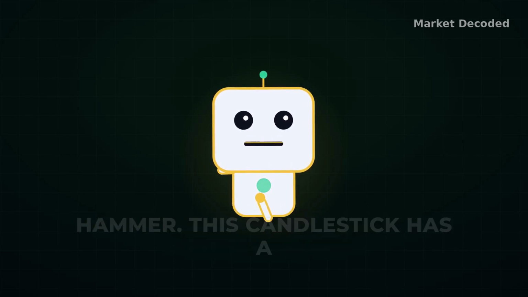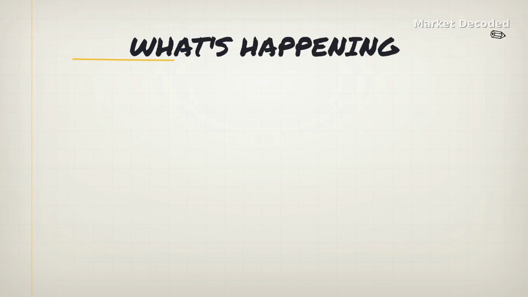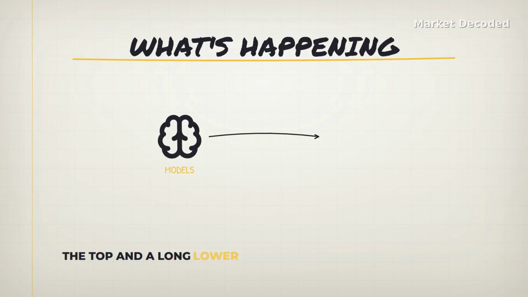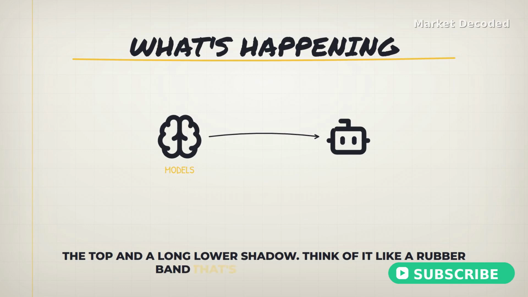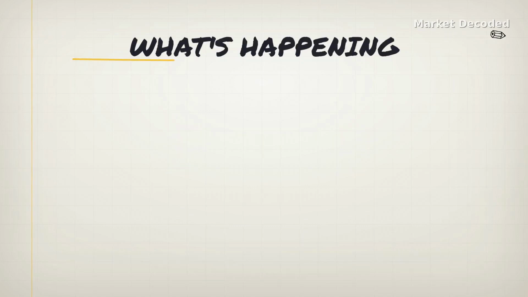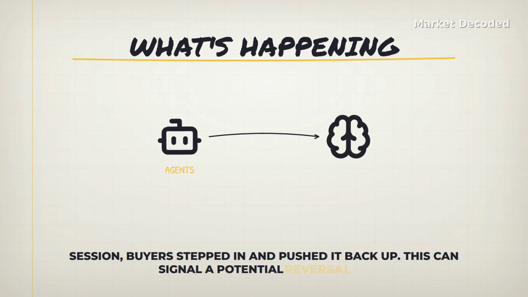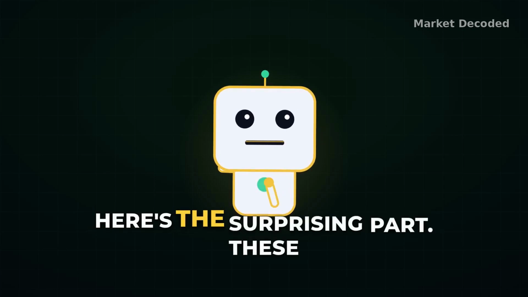Now consider the hammer. This candlestick has a small body at the top and a long lower shadow. Think of it like a rubber band that's been stretched but doesn't snap. It implies that despite the price dropping significantly during the session, buyers stepped in and pushed it back up. This can signal a potential reversal at the bottom of a downtrend, as it shows that buyers are starting to regain control.